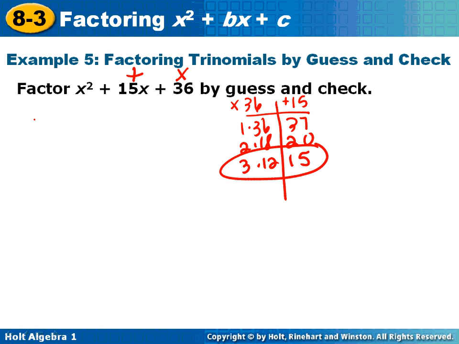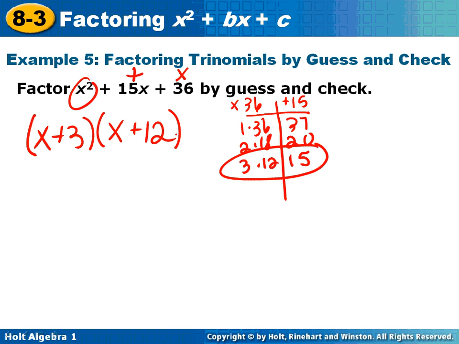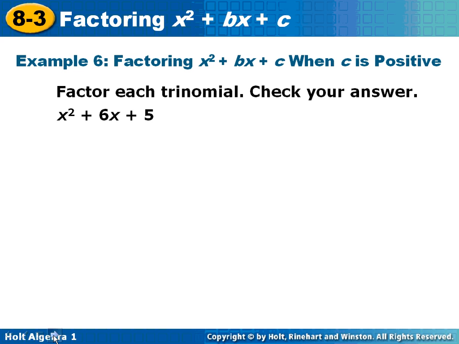Now, the way we write this out is we put 2 factors. X is going to go in the first spot because x times x is x squared. In any order, you're going to put 3 in one spot and 12 in the other. That is the final answer. Now, if you multiplied this back out, you should get x squared plus 15x plus 36. Number 6.